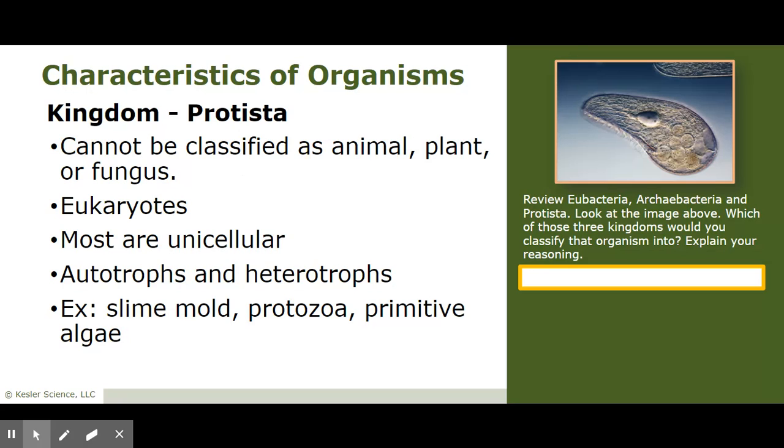We're going to review the eubacteria, the archaeobacteria, and the protozoa. Look in the image above. Which of these 3 kingdoms would you classify this organism into? And explain why you would classify this into that particular kingdom. So right here is our nucleus, and it looks like we have a nucleus wall. So just to let you know, this has a nucleus wall. Now I want you to think about it, and I want you to tell me which kingdom shows that it has a nucleus wall.